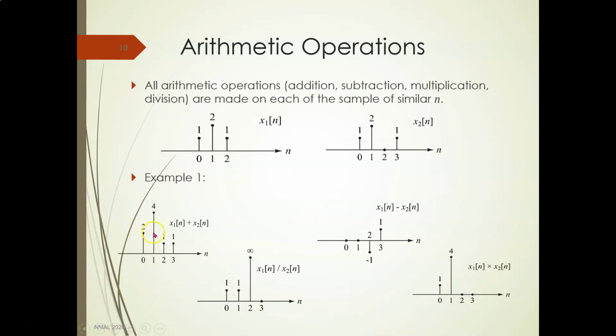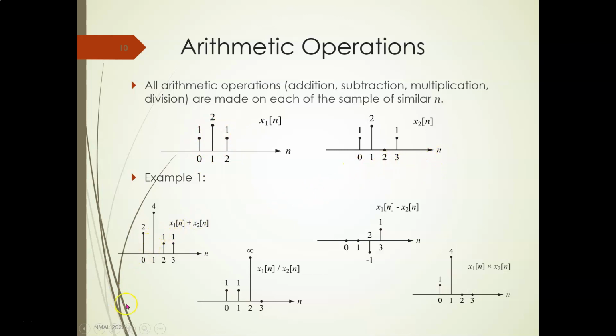Now we look at arithmetic operations for discrete signals. All arithmetic operations, for example addition, subtraction, multiplication, and division, are made on each sample of similar n. It means that you have to match the n. For example, here we have x1[n] and x2[n]. x1[n] has values at n equal to 0, 1, 2, and the values are 1, 2, 1. And these are the values for x2[n].